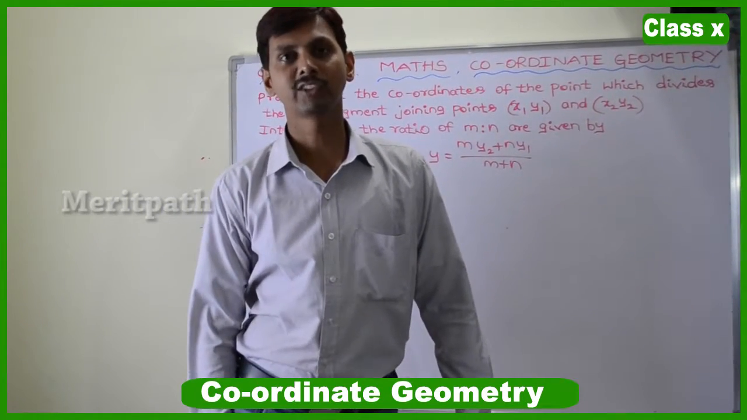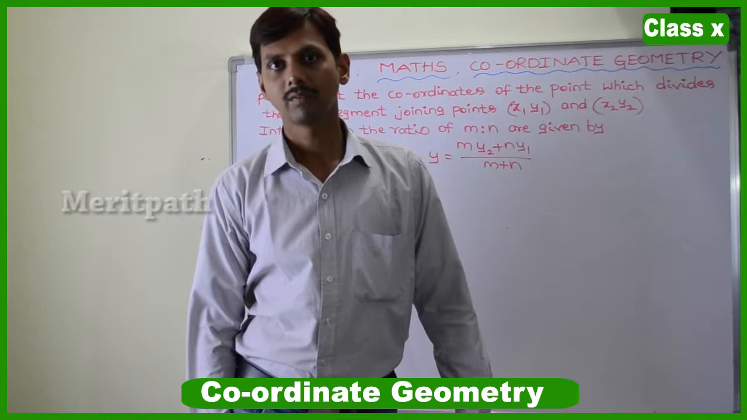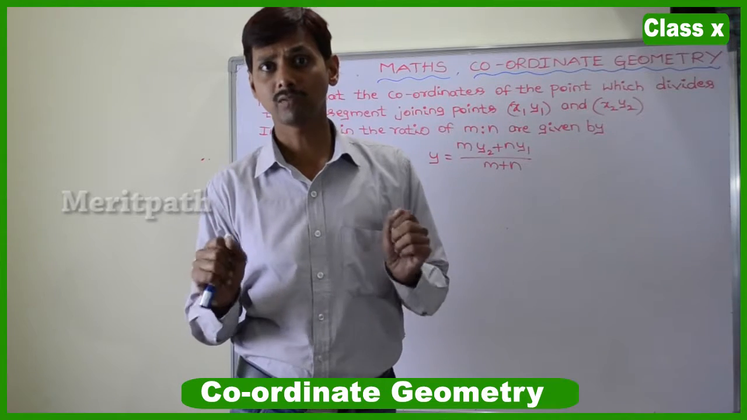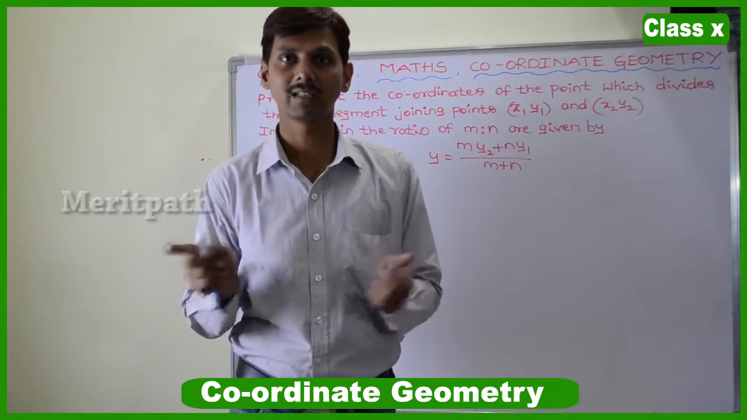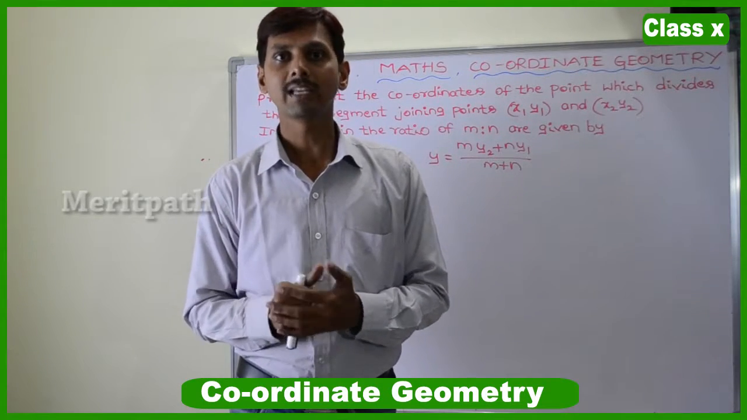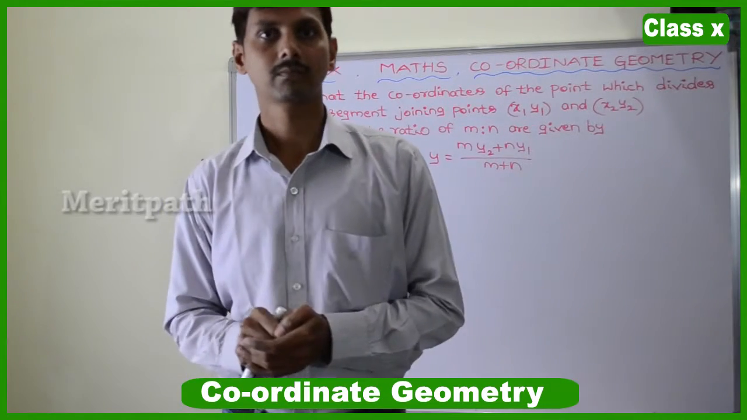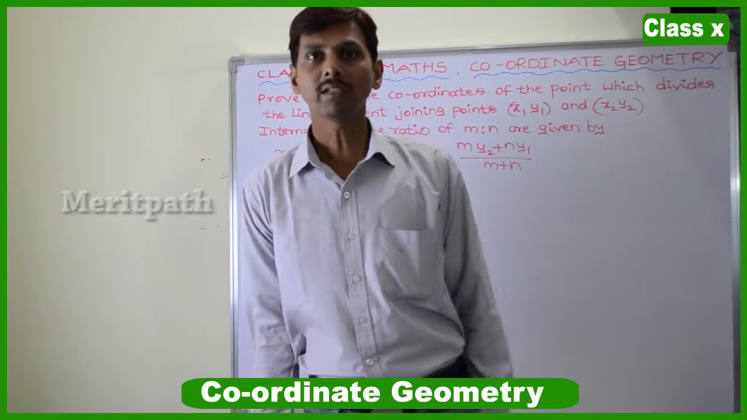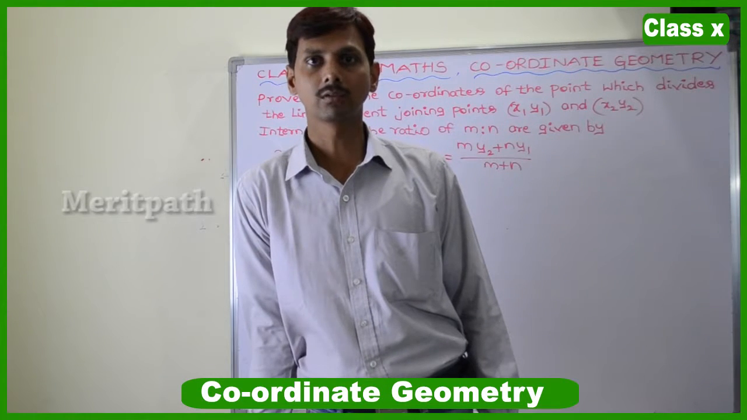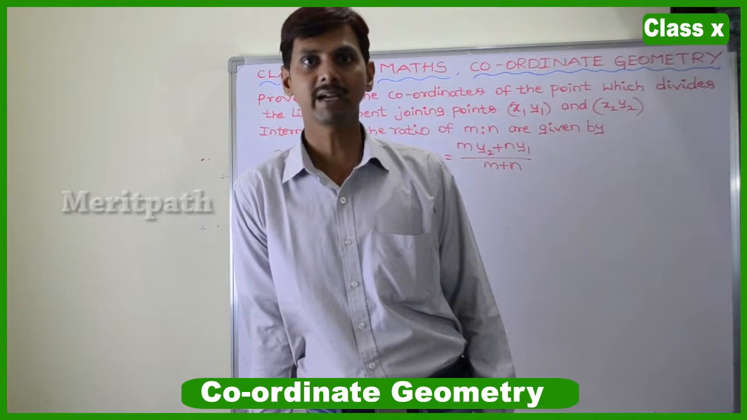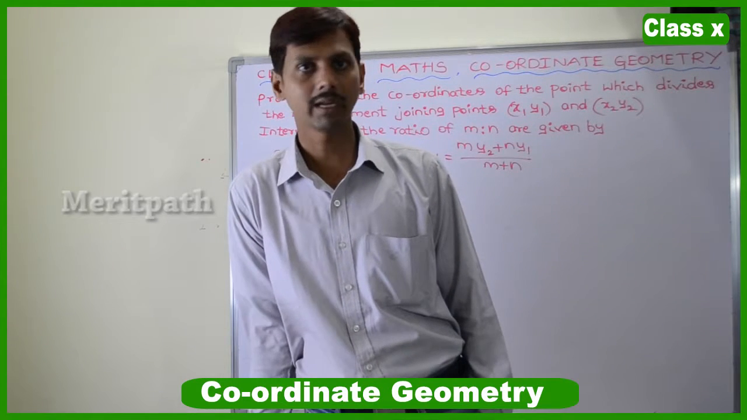A line segment in the ratio of m is to n. We have taken a line segment. Any one point divides the line segment in the ratio of m is to n. We need to find out that point x comma y, which is (mx2 plus nx1) by (m plus n), (my2 plus ny1) by (m plus n). Let us recall again.